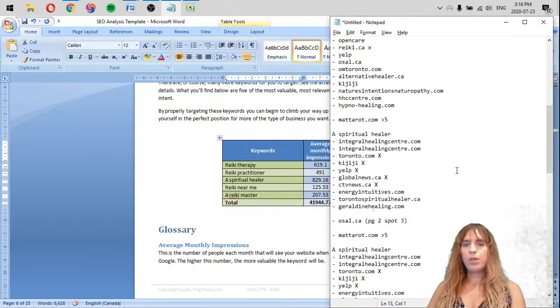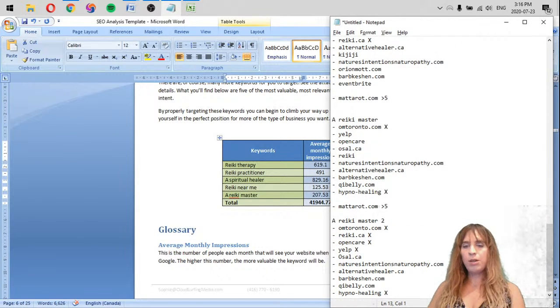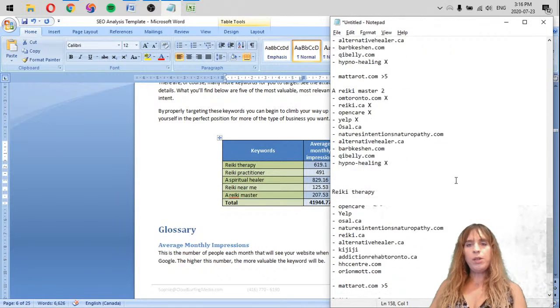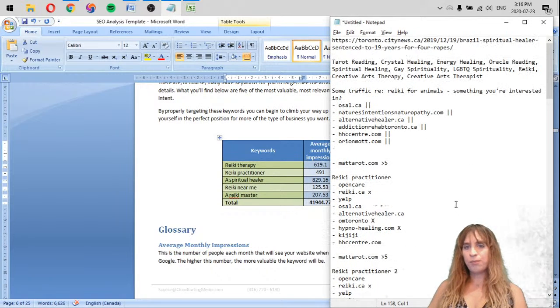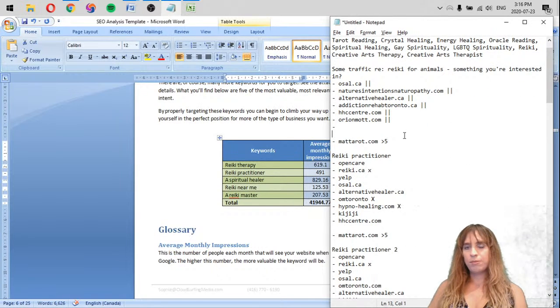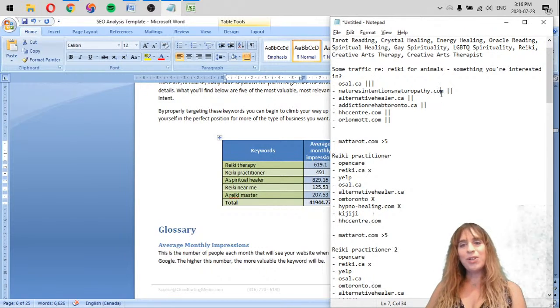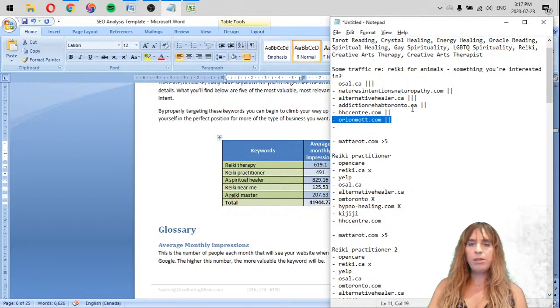Okay, so I'm going to cut that out, stick it at the bottom. You may be wondering why I use Notepad. I don't have an answer for you. I don't know why I use Notepad. Okay, so Osal is showing up again. Alternative healer is showing up again. Hypno healing is irrelevant. HHC center, that's showing up again.